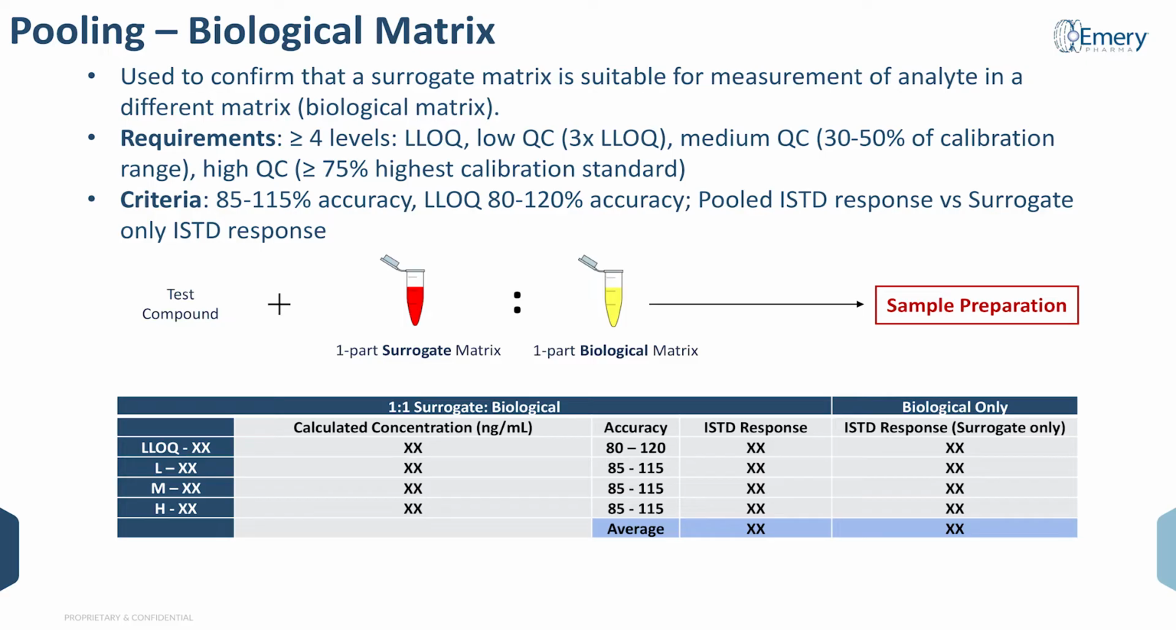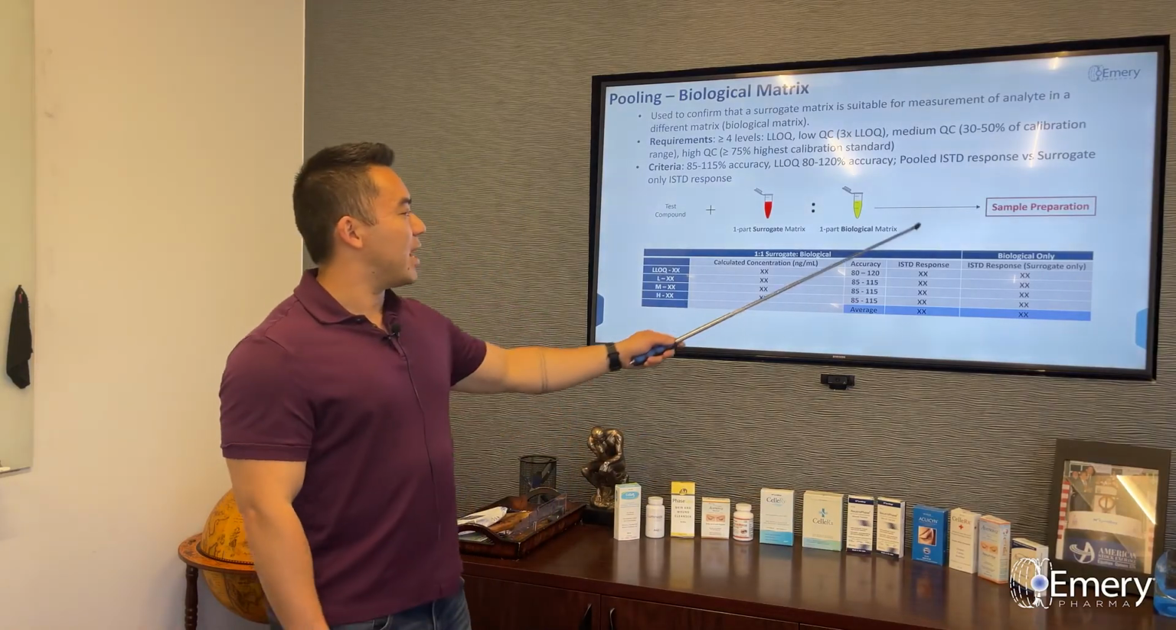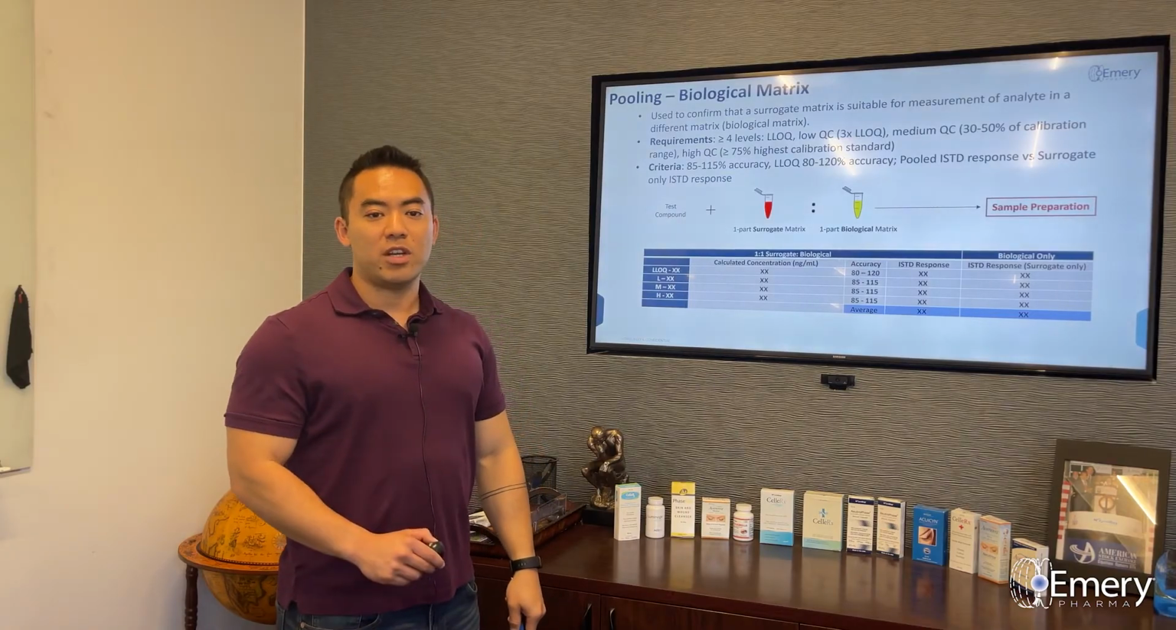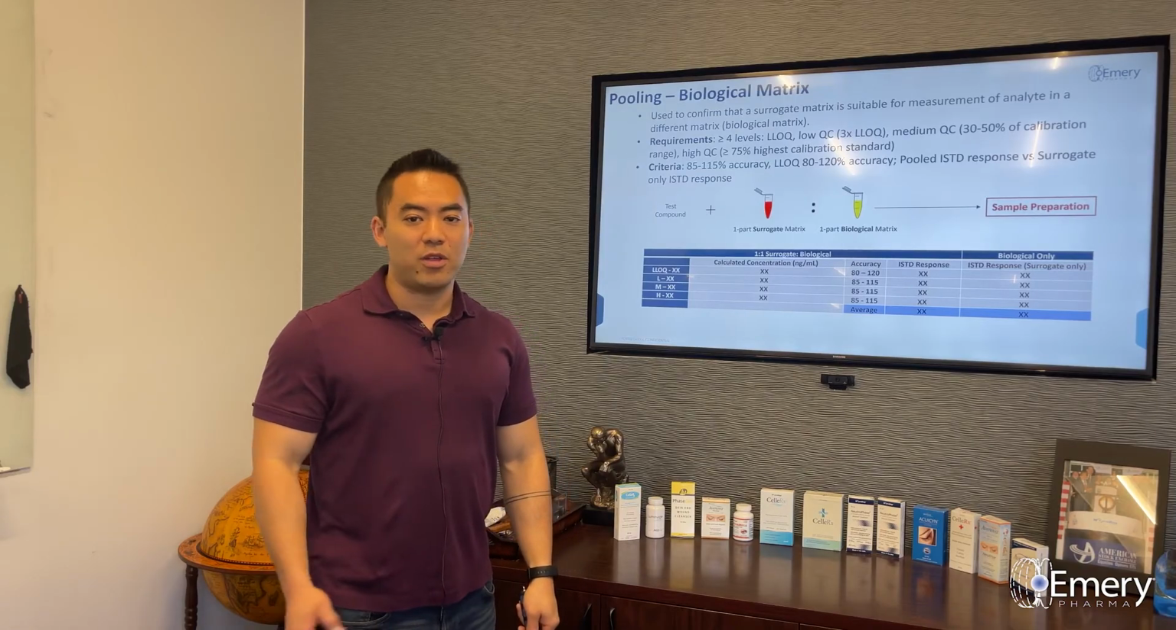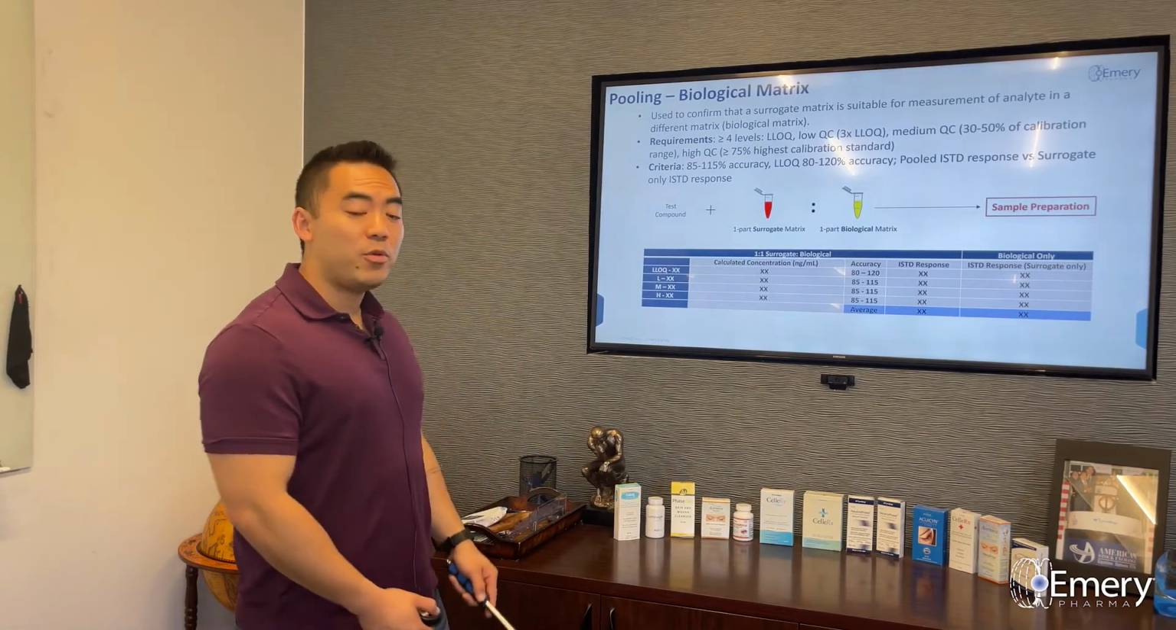An additional step that we do here at Emery Pharma to absolutely ensure parallelism is appropriate is a pooling biological matrix test. What exactly is this? So in the same concept as parallelism, it's used to ensure that the matrix that we're using, our surrogate matrix, is appropriate. And then the same requirements and criteria as before, except the difference here is we're now looking at our internal standard response, our ISTD. The internal standard, if you remember, is added in our sample preparation, and it's done at a known concentration. So any variations that we see in our internal standard would reflect any sort of matrix effects, whether it's enhancement or suppression. So how do we do this test?